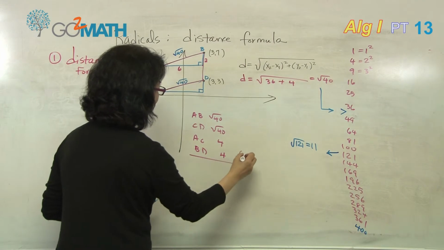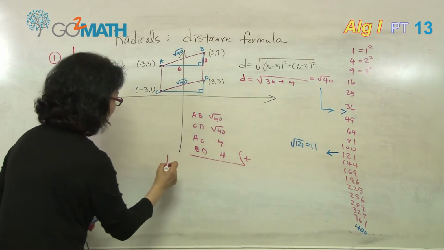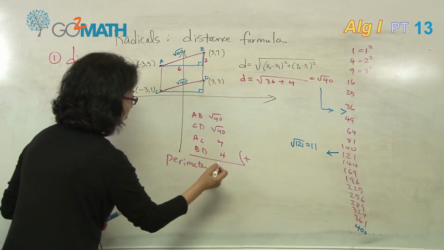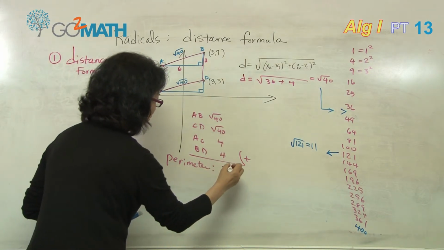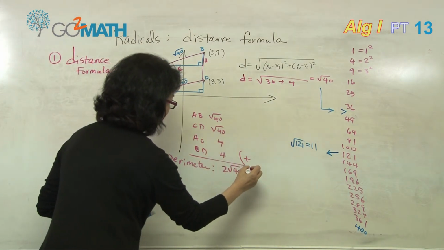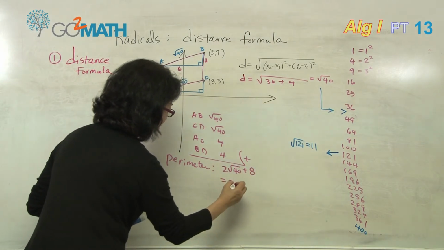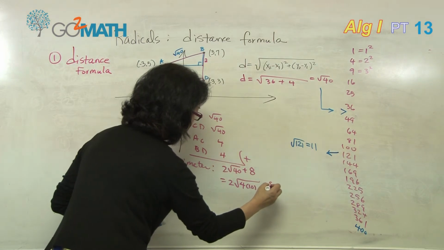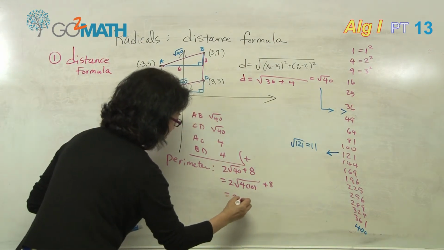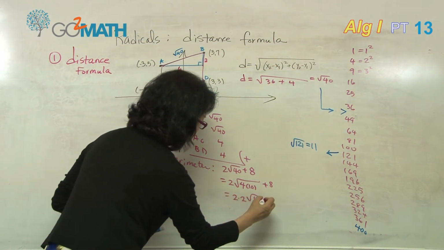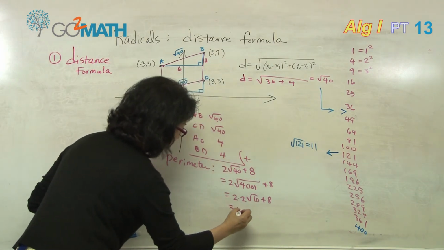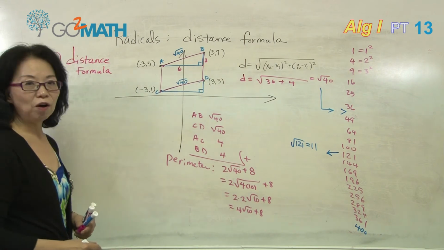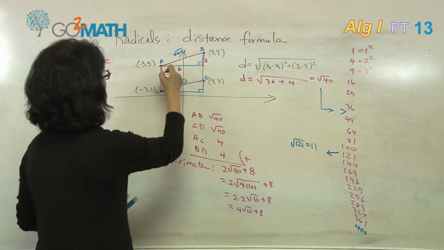So make the sum of all these, then I will get the perimeter. It is going to be 2 square root of 40 plus 8, which is 2 times 4 times square root of 10 plus 8, which is 2 times square root of 10 plus 8, which is 4 root 10 plus 8. So that's the perimeter of this figure, this parallelogram.